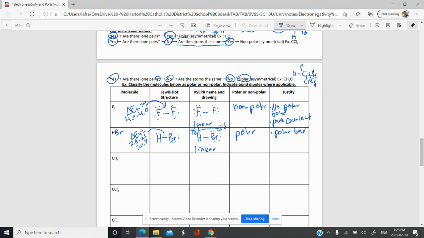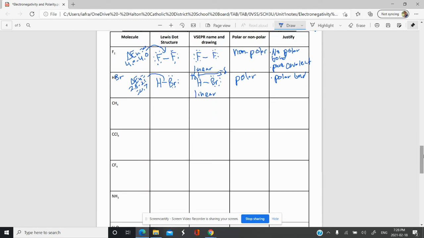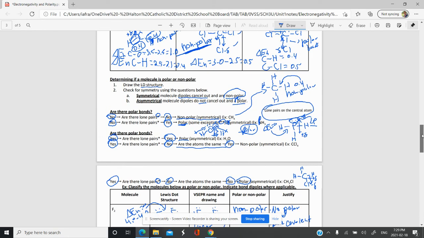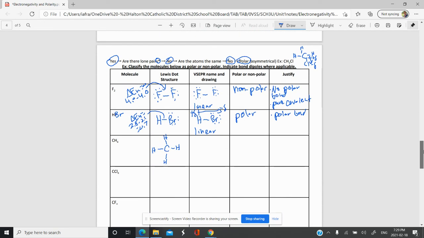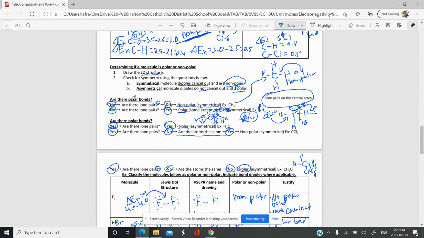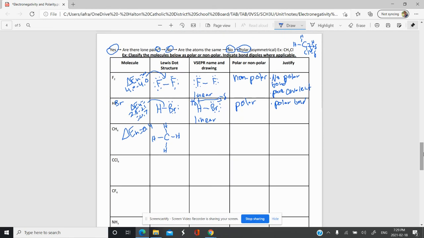So let's try one where there's actually a central atom. So here we have CH4. Let's draw our Lewis dot structure as we saw in previous videos how to do. And let's ask ourselves some questions. So are there polar bonds? Well, if you calculate the delta EN for all the bonds, you'll see they're all 0.4. So there's no polar bonds. Okay. So we're starting with one of these two steps here. Are there lone pairs? Well, no. So there's no polar bonds, there's no lone pairs. So that means overall our molecule is symmetrical. So it's non-polar.